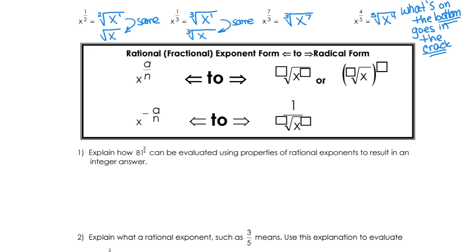Okay. Next part, guys, it says rational or fractional exponent form to radical form. This is what we were just talking about, but they're just using some generic fractional exponent up there. So again, the radical, the x goes underneath, the n is on the bottom, so the n goes in the crack because your bottom has a crack. And then the a would go here.